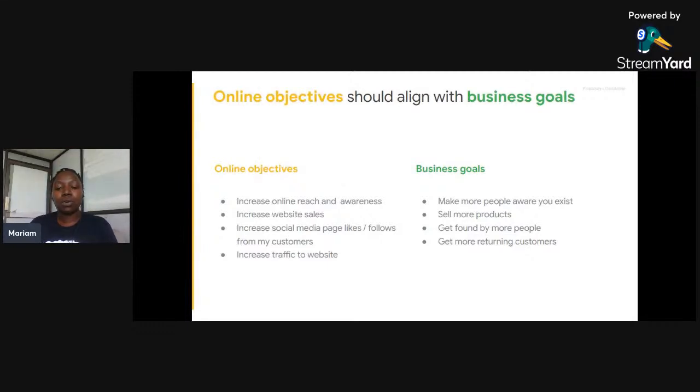One thing you should be aware of is that your online goals should not differ away from your business goals. They should be the same, because we are all looking to have more sales, but you have to make sure that these goals are aligned.